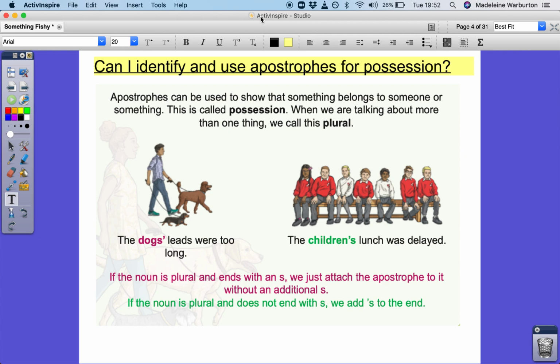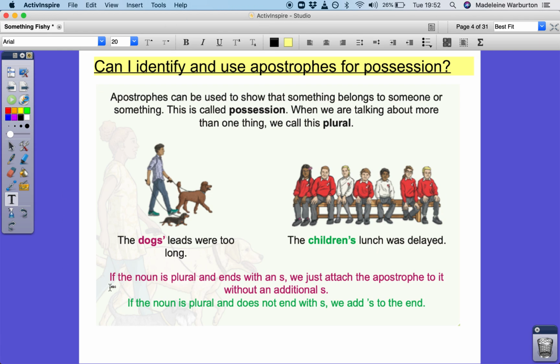Today we're going to start by identifying and using apostrophes for possession. Now, apostrophes can be used to show that something belongs to someone or something. This is called possession. When we are talking about more than one thing, we call this plural. So we're going to talk about plural possession today.